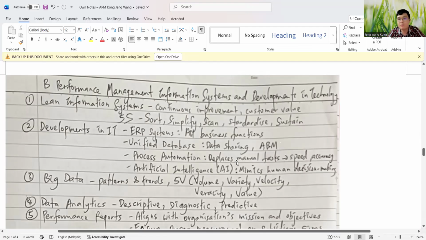Process automation replaces manual tasks, which brings speed and accuracy. Artificial intelligence, AI, mimics human decision making. Big data, we have to analyze patterns and trends. That has the 5Vs. You need to remember volume, variety, velocity, veracity, value.